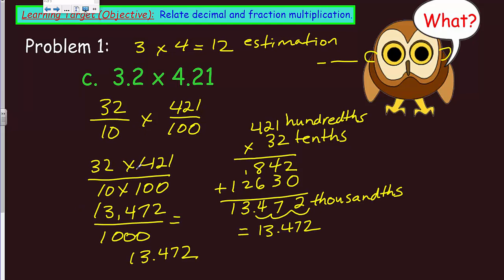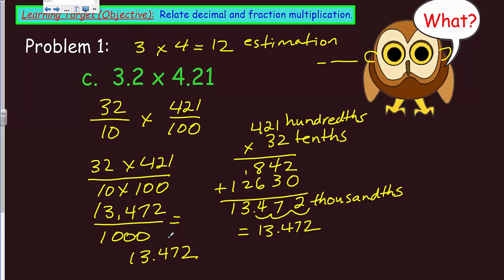So you see how you did? Hopefully you got your 13 and 472 thousandths. In this case, we made our estimation. Are we close? Yes, our actual answer was a little bit lower than I expected it would be. It's a little bit higher here.